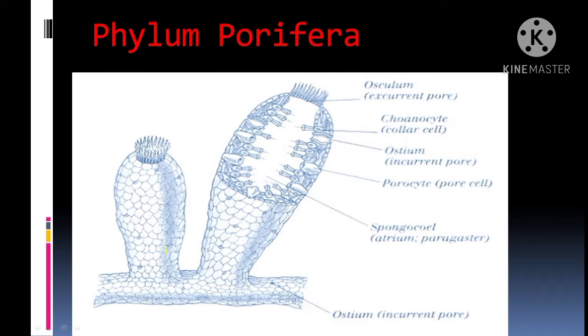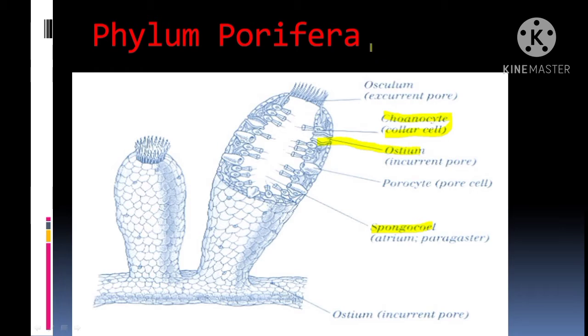Here we can see the choanocytes, a type of cell present on the body of these Sycons. It is also known as collar cells. It helps to flow water inside the body of the Sycon. Inside the Sycon there is a larger cavity known as the spongocoel. Water enters into the spongocoel from the outer side to the inner side through the ostium. The small pores present on the organism are known as ostia.